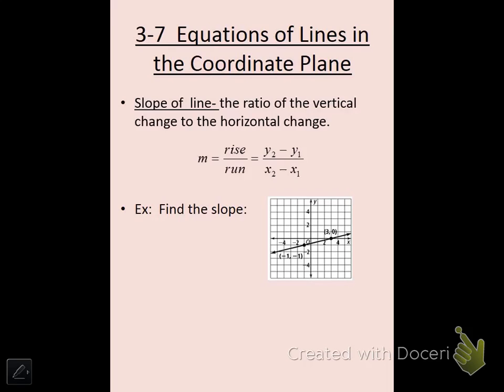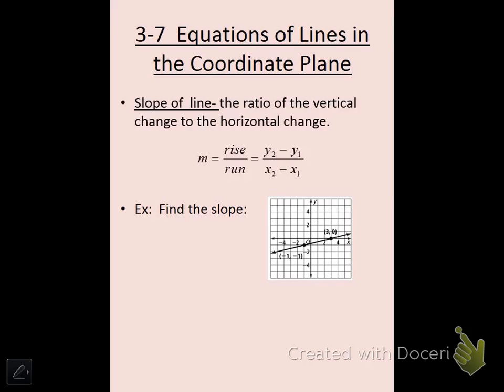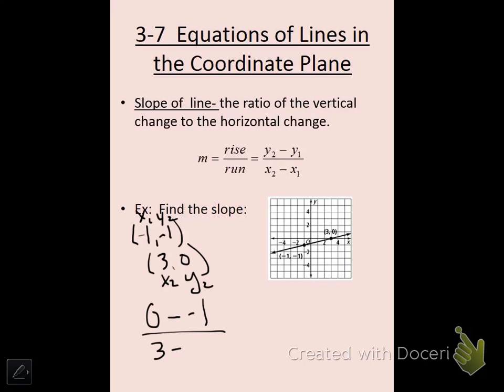If I was finding the slope between these 2 points, I have -1, 0 and 3, 0. So I've got x1, y1, x2, y2. If I do y2 minus y1, I get 0 minus -1 over 3 minus -1. 2 negatives change into a positive, 2 negatives change into a positive, so I should get 1 over 4 as my slope. You can see that from this point I go up 1 and to the right 4.